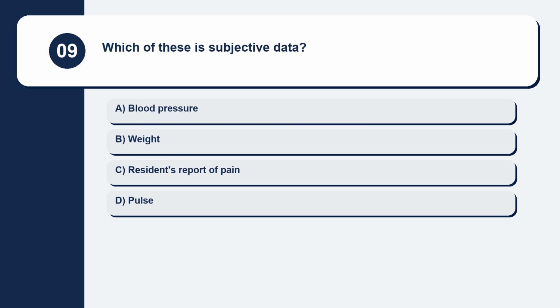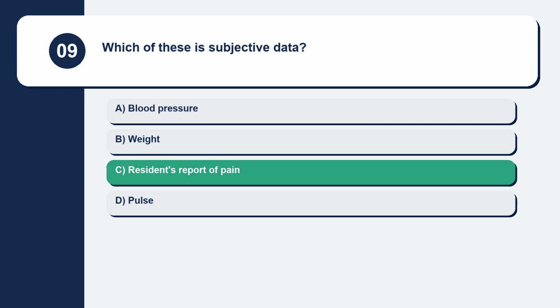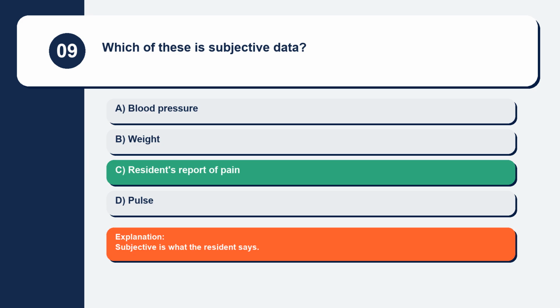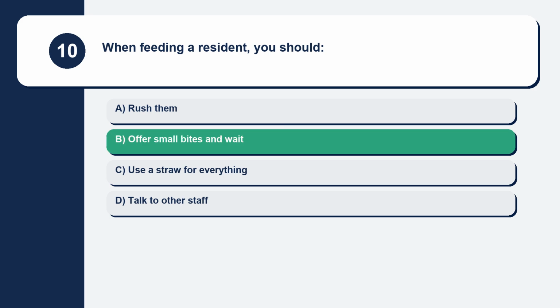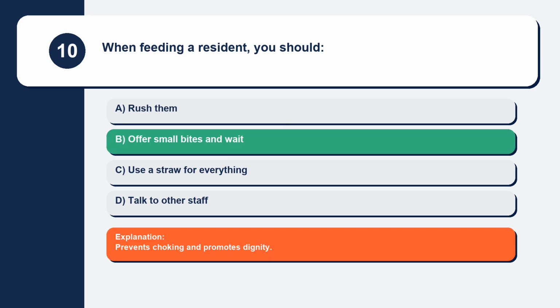Question 9. Which of these is subjective data? Blood pressure, weight, resident's report of pain, pulse. Subjective is what the resident says. Question 10. When feeding a resident, you should rush them, offer small bites and wait, use a straw for everything, talk to other staff. Prevents choking and promotes dignity.